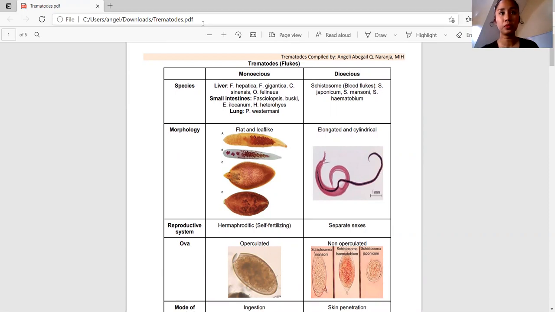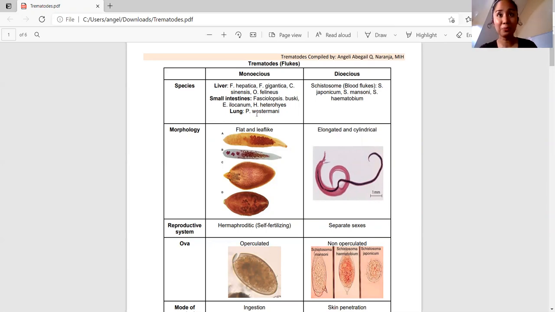So we have your monoecious. Most of your flukes are monoecious. When we say monoecious, they are hermaphroditic, so in one parasite, the male and female are already there. So most of your flukes are monoecious.